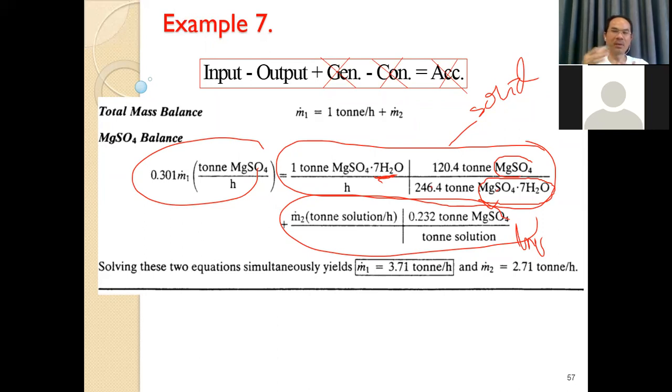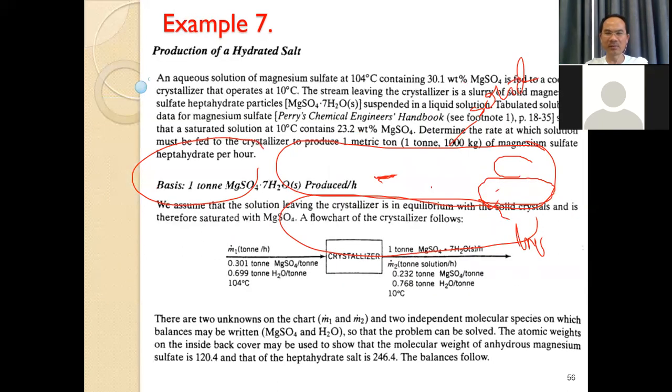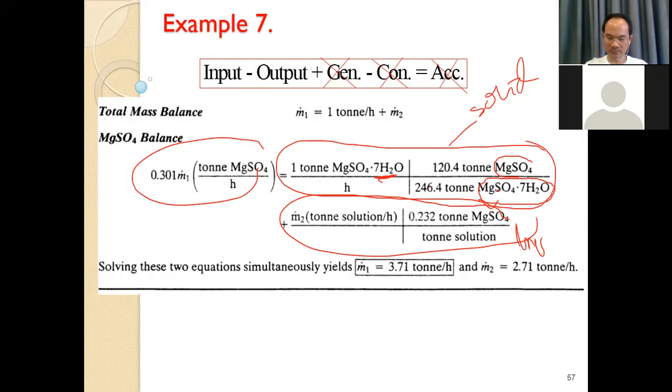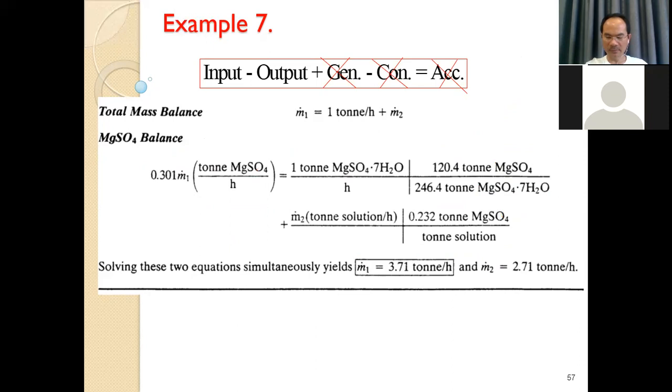That's right. Mole and mole are cancelled. For this case, you can calculate equation 1 and equation 2. You can solve equation 1 and equation 2 simultaneously and you get M1 and M2. This is the application if the system incorporates anhydrous and hydrate, that's right, an anhydrous system.